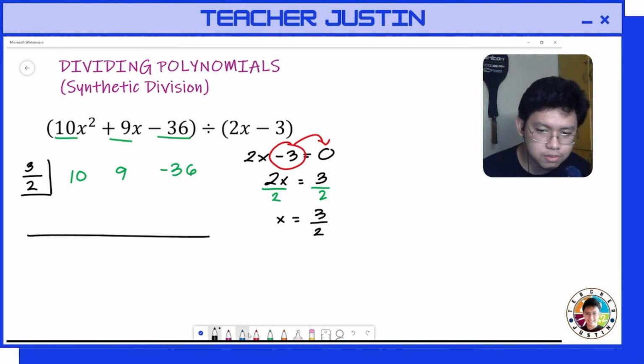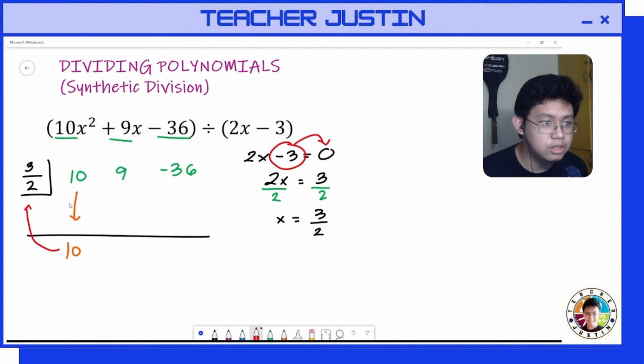So first step is for us to bring down positive 10. So we have here 10. Then let's multiply 10 to our divisor 3 over 2. So we have 10 times 3 over 2. So let's multiply 10 and 3 over 2. So cancel 10 and 2.